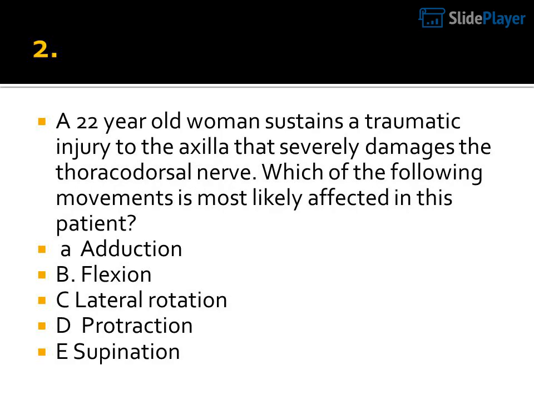A 22-year-old woman sustains a traumatic injury to the axilla that severely damages the thoracodorsal nerve. Which of the following movements is most likely affected in this patient? A. Adduction. B. Flexion. C. Lateral rotation. D. Protraction. E.